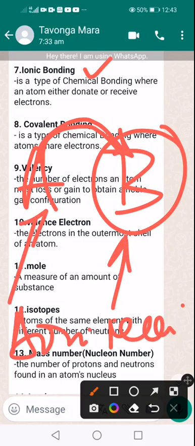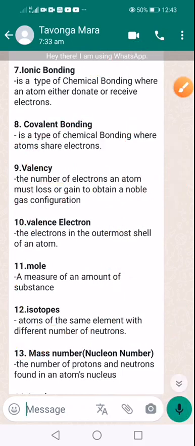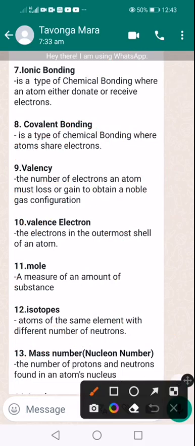So the type of bonding where an atom A donates, for example, A is donating to B, or an atom is receiving, for example, B is receiving from A, that type of bonding is called ionic bonding, right? Then there is another type of bonding which we call covalent bonding. What is covalent bonding? Covalent bonding is when atoms share electrons.